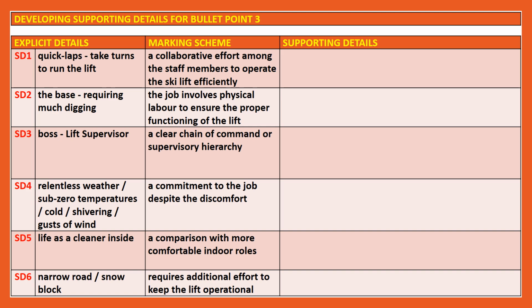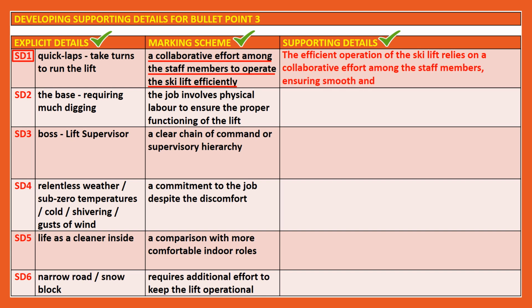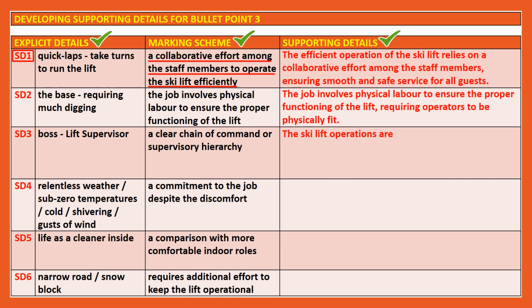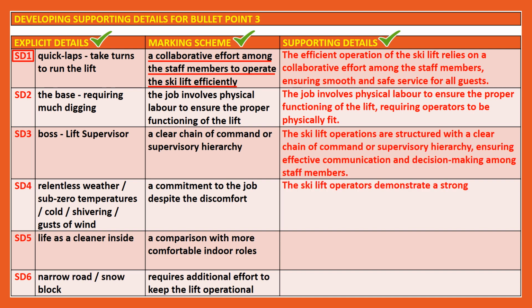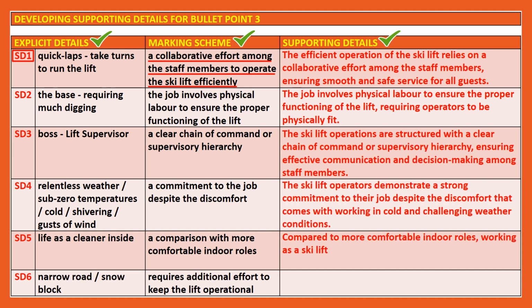Use clues from the explicit ideas and the marking scheme provided to develop supporting details to be included in body paragraph 3. For example, supporting detail 1: look at the implicit ideas recorded in the marking scheme. Use these ideas and frame a sentence to develop your first supporting detail. Follow the same process and develop supporting detail 2, supporting detail 3, supporting detail 4, supporting detail 5, and supporting detail 6.